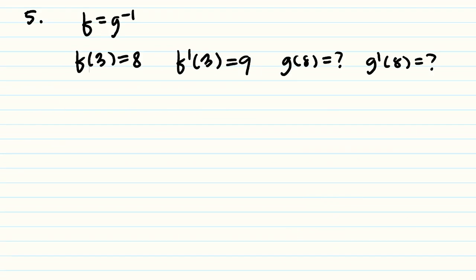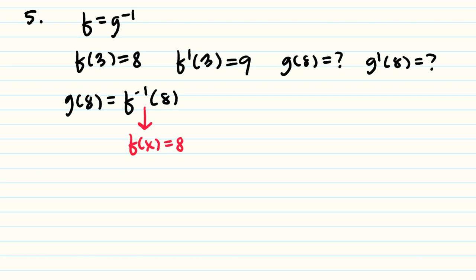Right? This one looks pretty standard. f is g's inverse, f of 3 equals 8, f prime of 3 equals 9, g of 8 is what? g prime of 8 is what? Okay, well, g of 8 is f inverse of 8, right? Because f and g are inverses of each other. So f inverse of 8 is kind of the solution to f of x equals 8. And that's where x equals 3. So g of 8 equals 3.